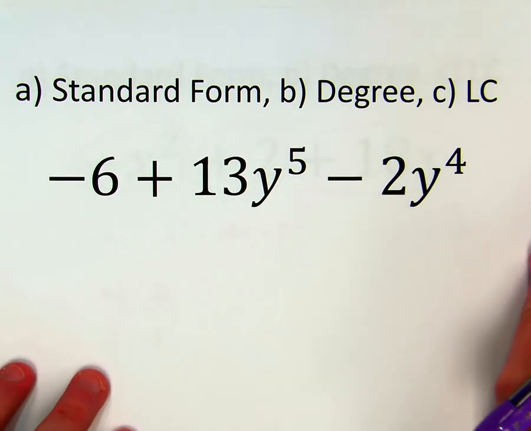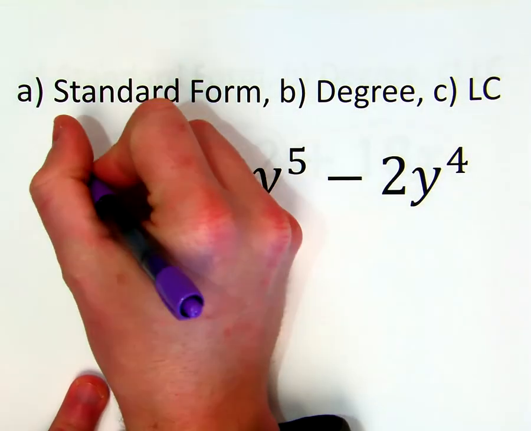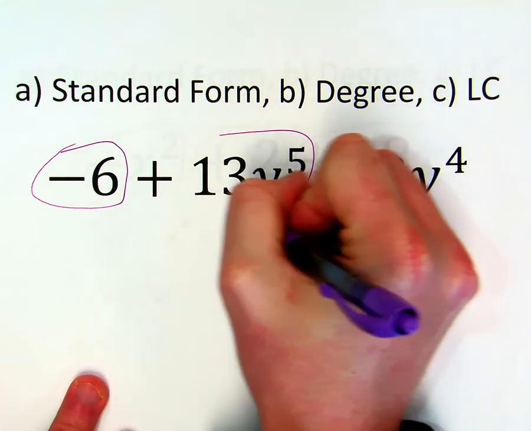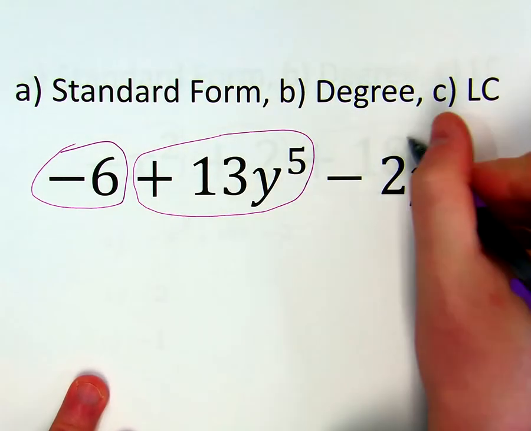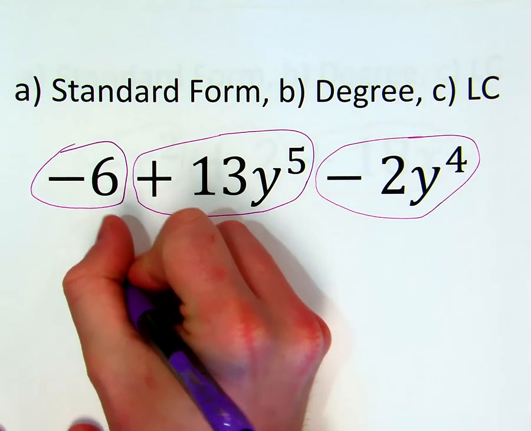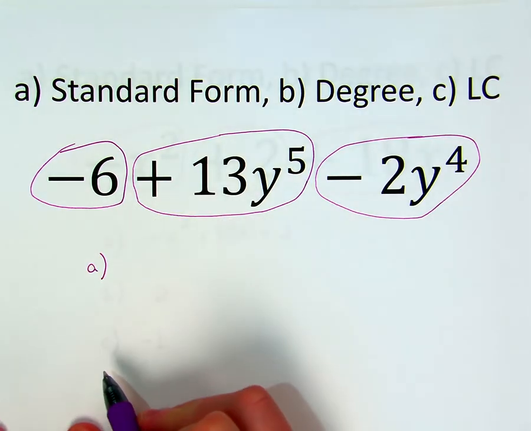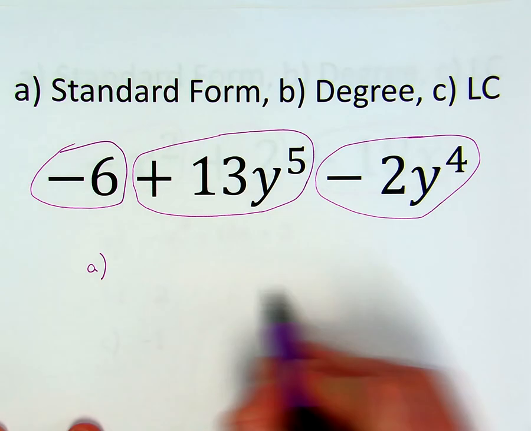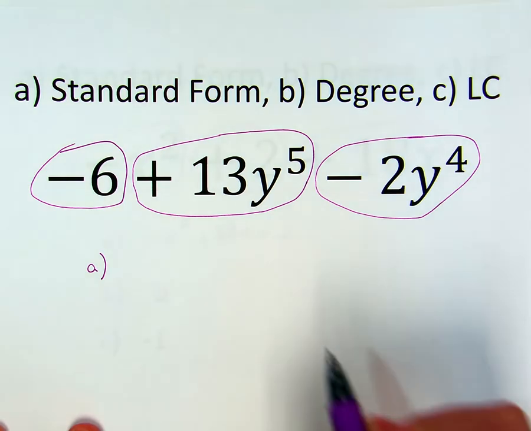In our fourth and final example, we have three terms again: a negative 6, a positive 13y to the 5th, and a negative 2y to the 4th. To put them in standard form means to rearrange them with the largest exponent coming first and then working our way down in descending order.